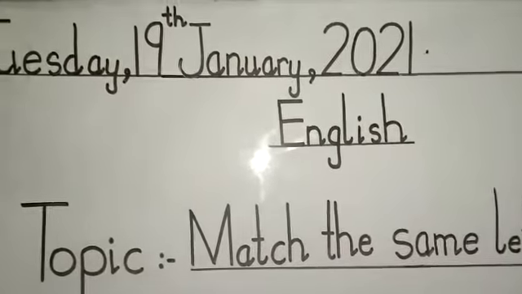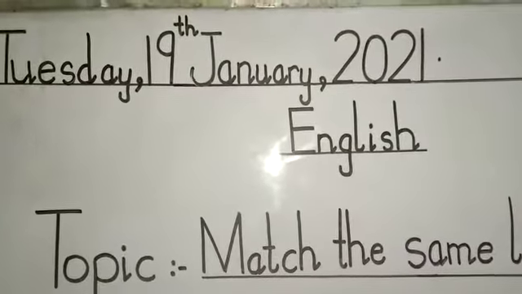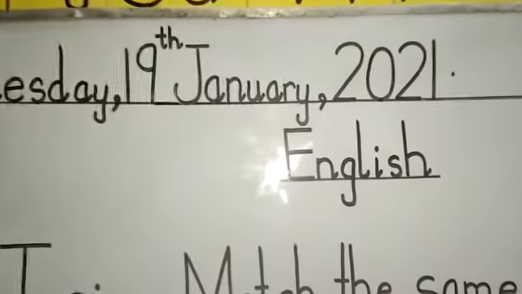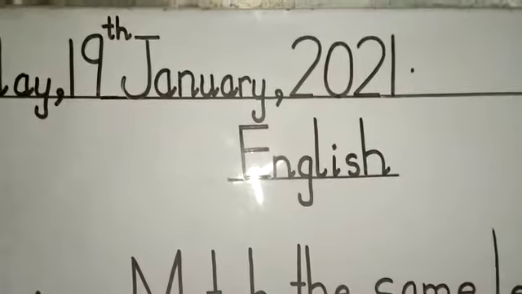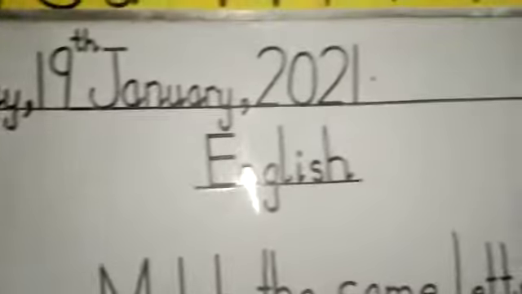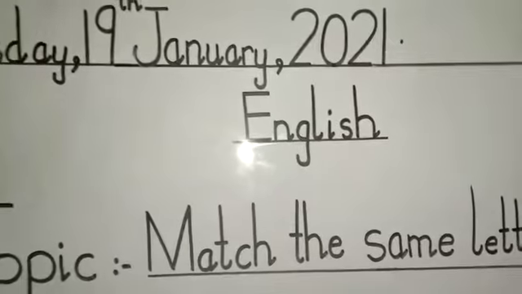Okay, class, tell me what is the day today? Today is Tuesday. And which date today? 19th of January 2021. And what is the weather like today? Foggy day. Today is a foggy day. And it's your English period.